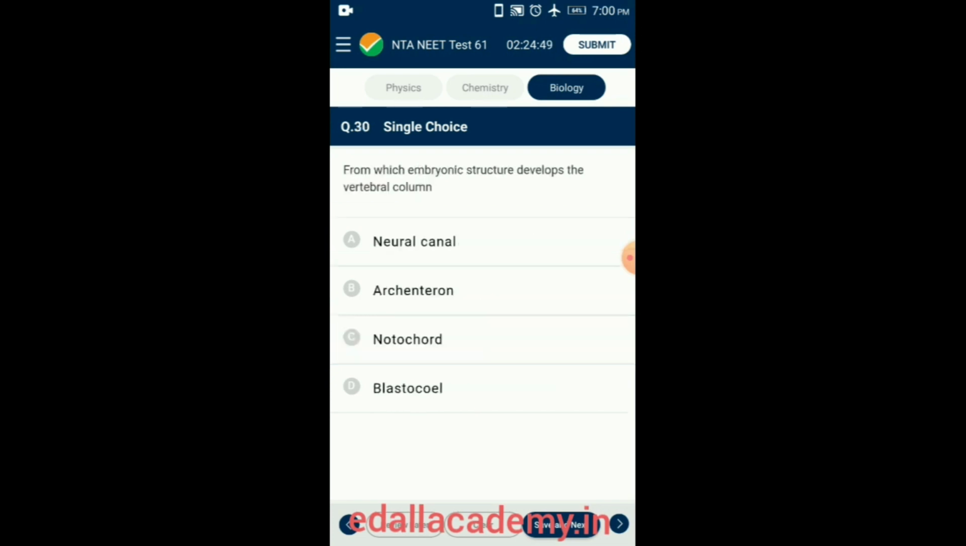Question number 30. From which embryonic structure develops the vertebral column? The notochord develops into the vertebral column in vertebrates. The notochord lies along the dorsal surface of the animal. Notochord is composed of cells derived from the mesoderm. So the answer for this question is option C, notochord.